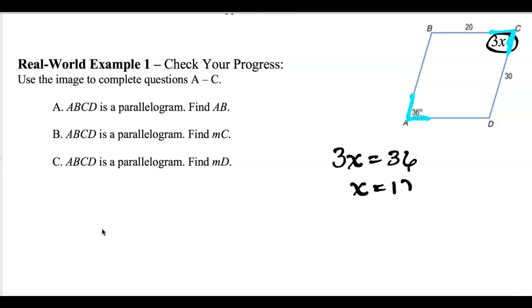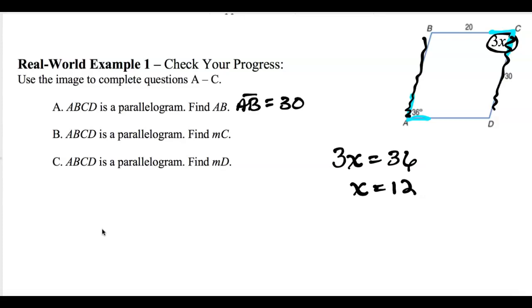So we'll start with 3x is equal to 36, divide both sides, and we get x is equal to 12. So we can do that. It wasn't specifically asked in this question, but there are some like that in your homework. So if that's the case, let's see if we can find AB. So AB is this line here, and we know that that is going to be congruent to that side. So AB is going to equal 30.